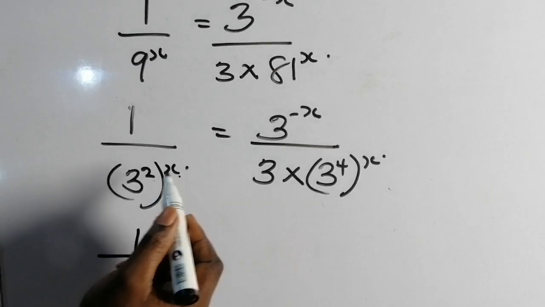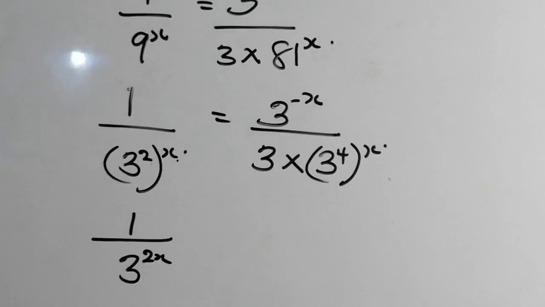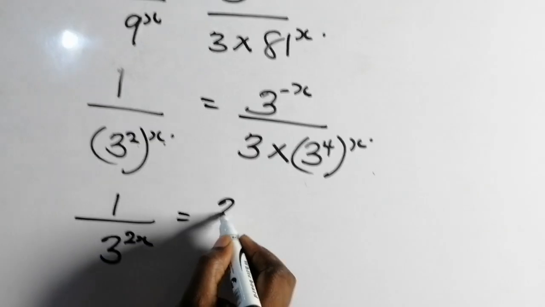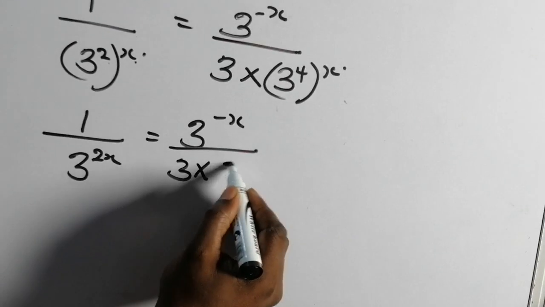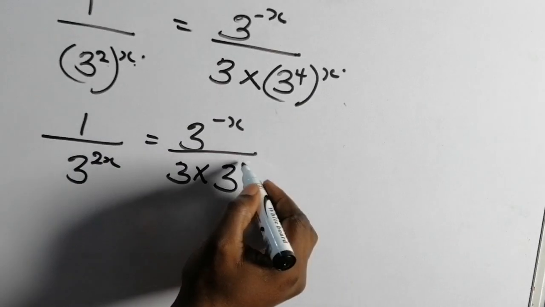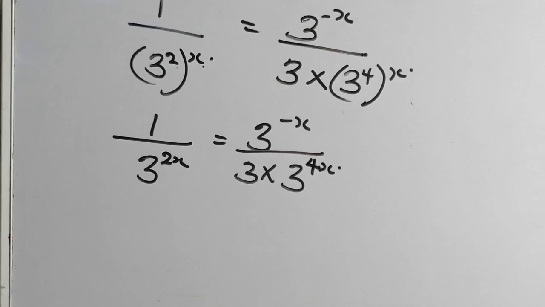So now what we do next is that we now have 1 over 2 times x. Power and power multiplying together is the same thing as 2x. So you now have 3 raised to power minus x over 3 times 3 raised to power 4 times x, that is 4x. It's as simple as that.